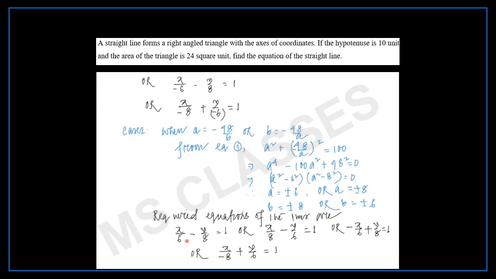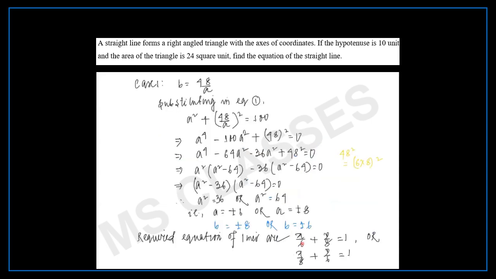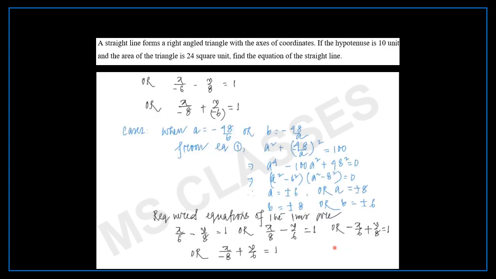When a is 6, b is minus 8. When a is 8, b is minus 6. When a is minus 6, b is 8. And lastly, when a is minus 8, b is 6. Now these are the four lines which I've got, and here also I've got four lines. So these are the possible 8 lines which you can get according to the given information.